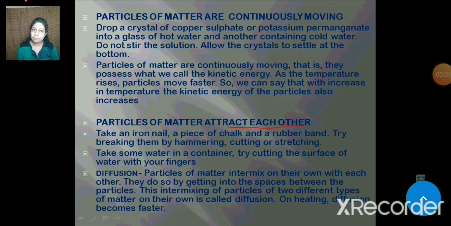Now think, if we take a glass of water and try to cut the surface of the water, can we do it? No. Why? Because once our finger passes through the surface of the water, once again the particles of the water will reunite. This happens because of the force of attraction.